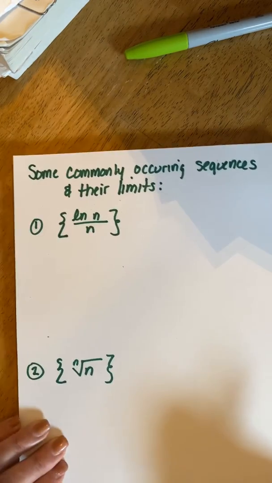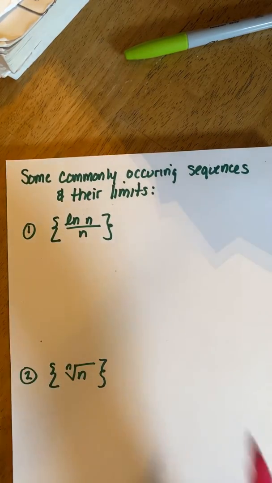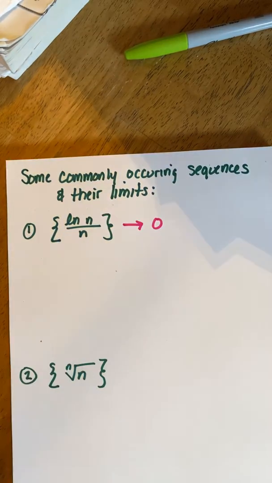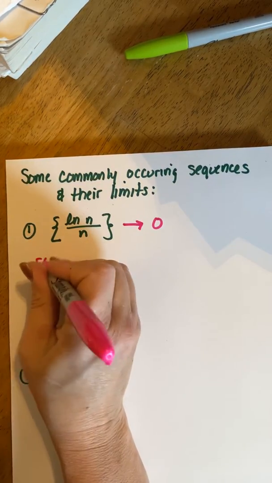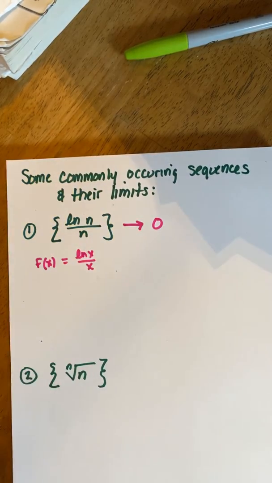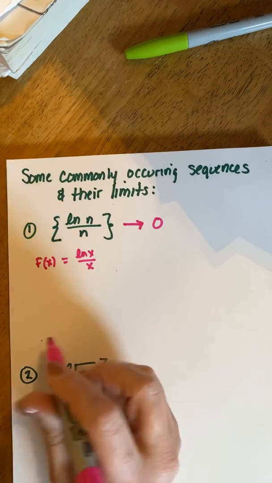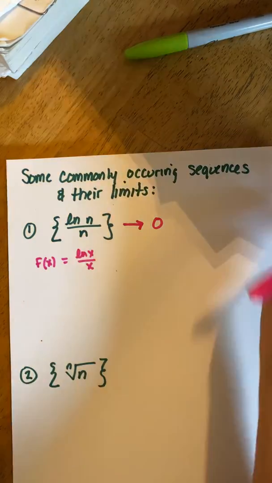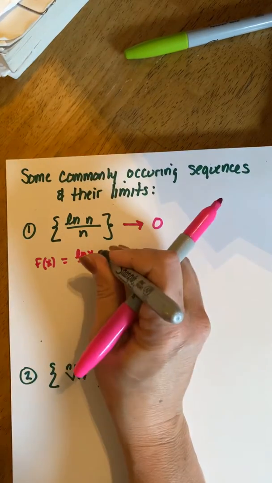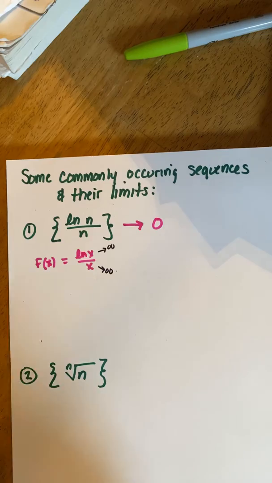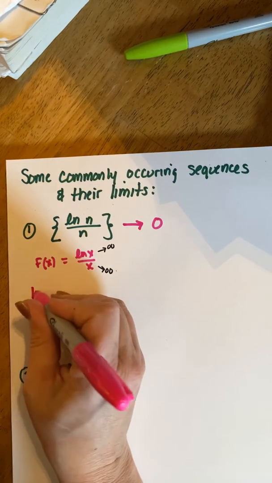The sequence, the natural log of n over n. Well, this converges to 0. And how do I know that? Well, if I look at the function f of x is natural log of x over x, because sequences behave like their corresponding functions, right? If I take the limit as x goes to infinity, the numerator goes to infinity and the denominator goes to infinity. So we can use L'Hopital's rule here.